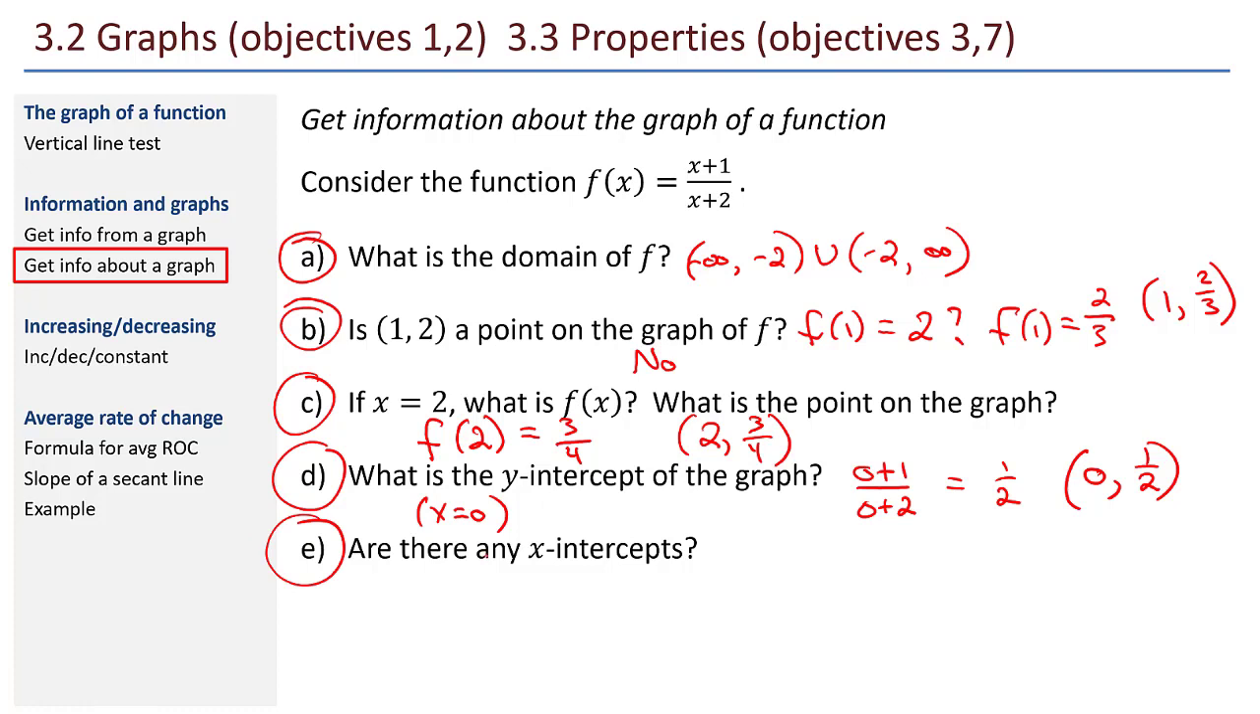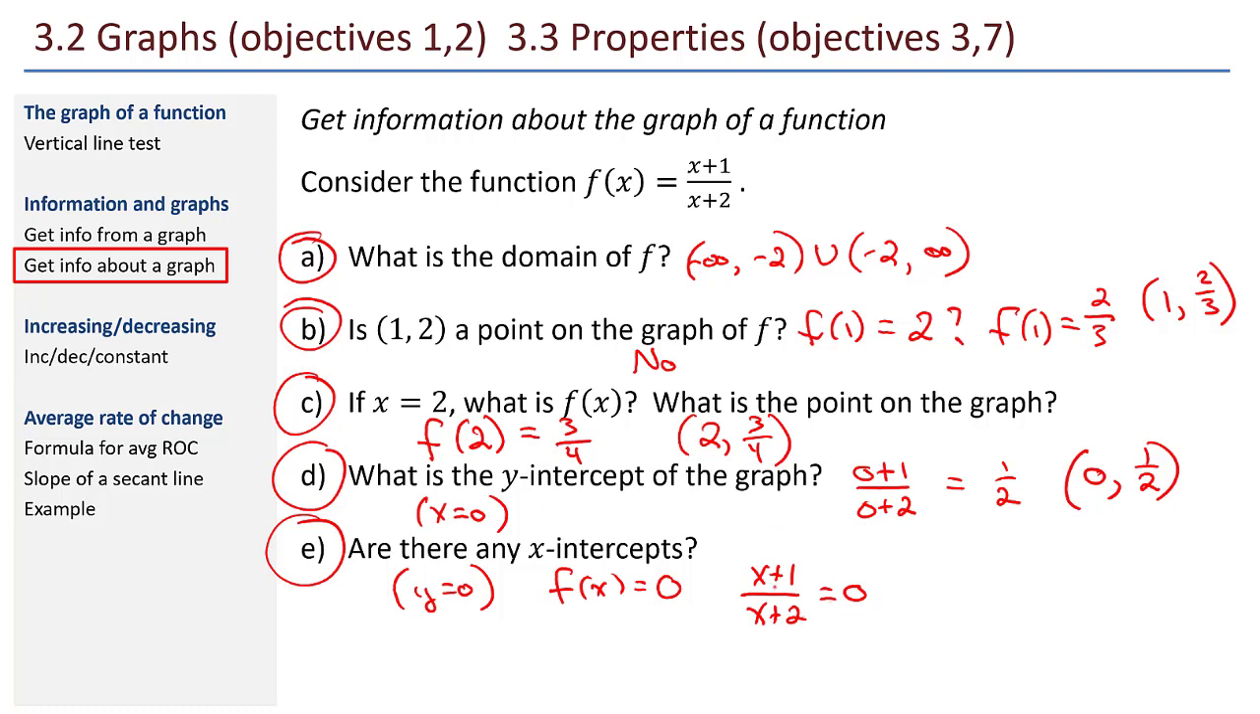And E, are there any x-intercepts? So this is when y equals 0. I'm using y, but another way of saying that is f of x equals 0. So f of x equals 0. So then I need to figure out x plus 1, this whole expression over x plus 2 equals 0. Are there any values of x that I can plug in and make this work?